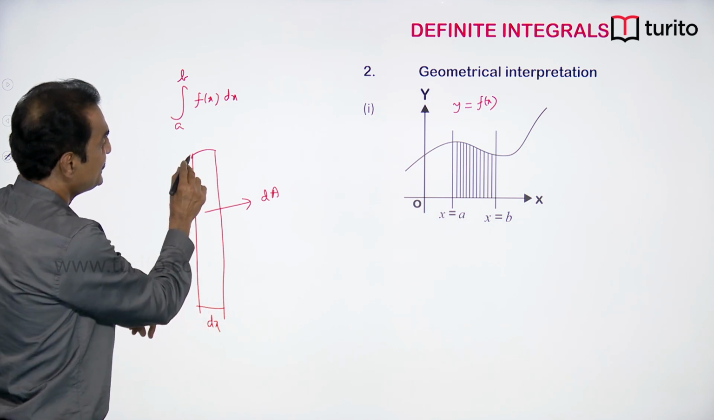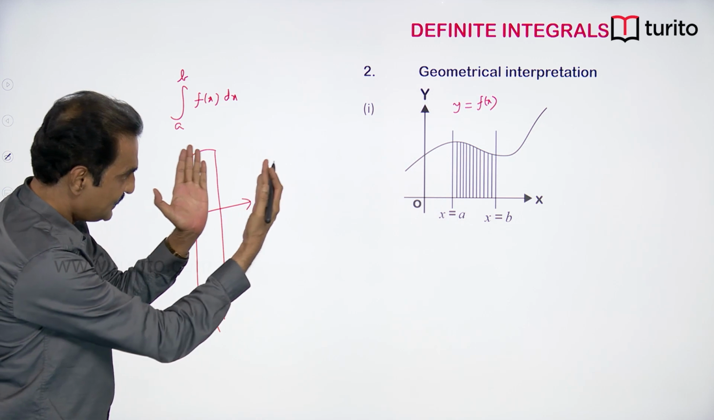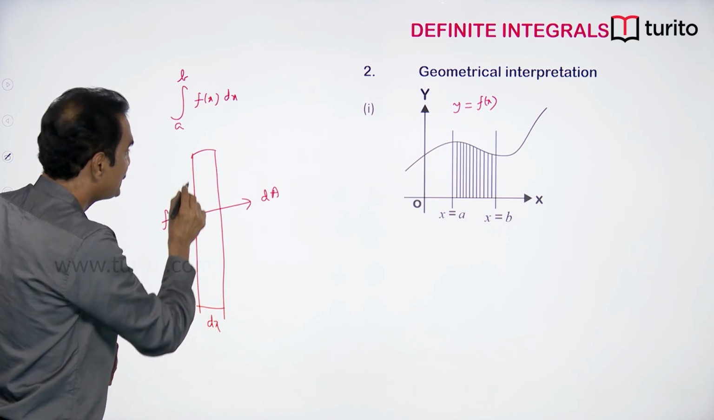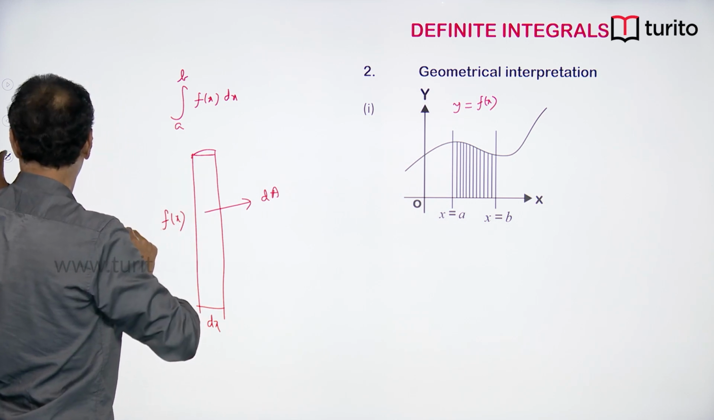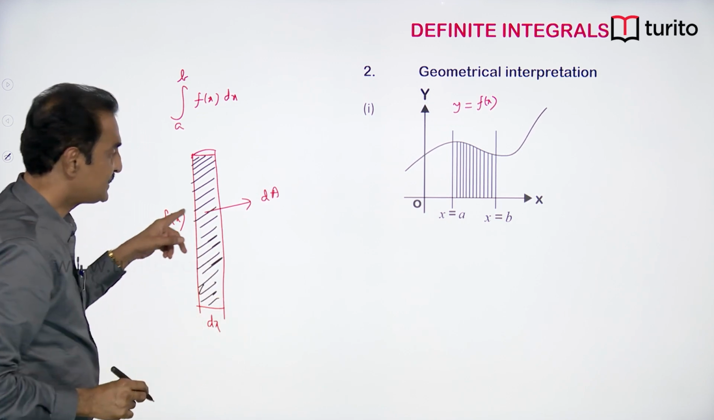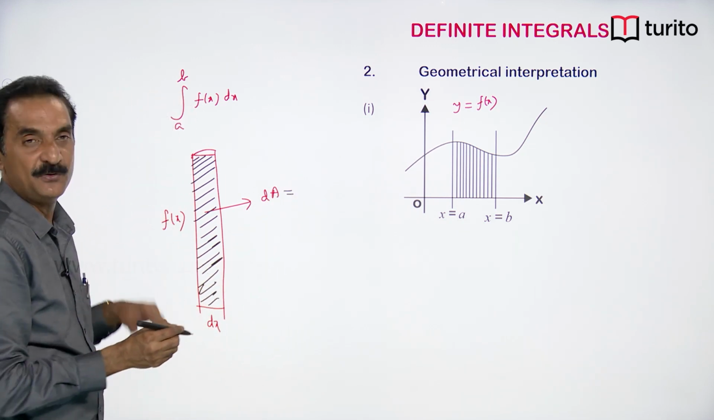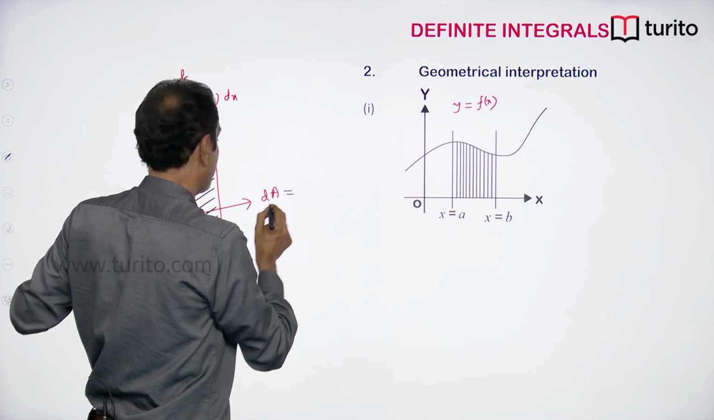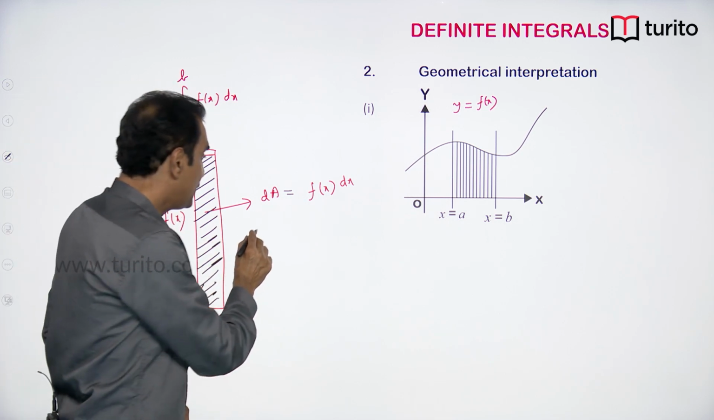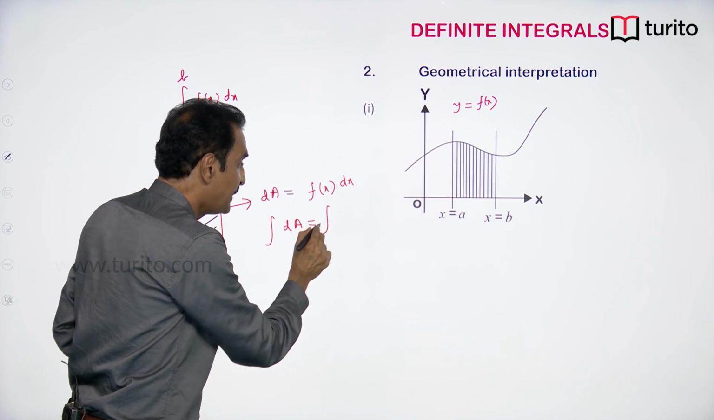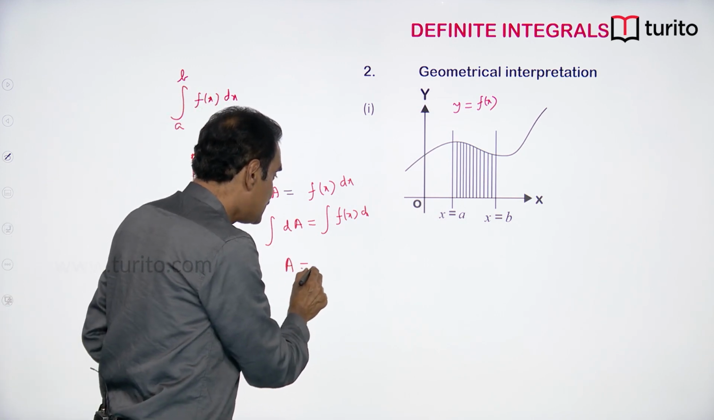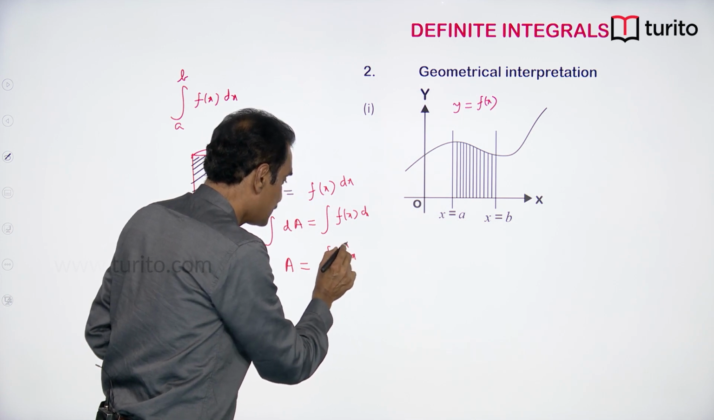Now this area, assuming that this is a straight line because the ordinates are very close. This height is f of x, this is dx. So if you take a rectangle like this, what is the area dA? dA is equal to f of x into dx. Now integrating on both sides, we get integral dA is equal to integral f of x dx. What is integral dA? It is A. A is equal to integral f of x dx.